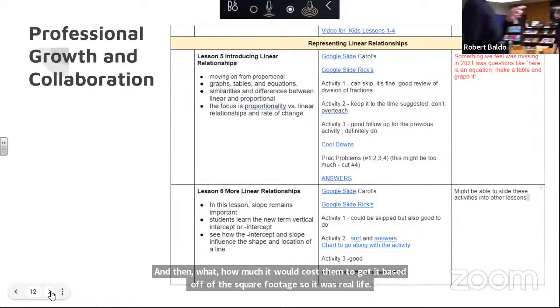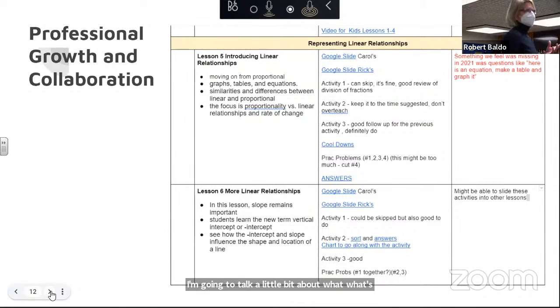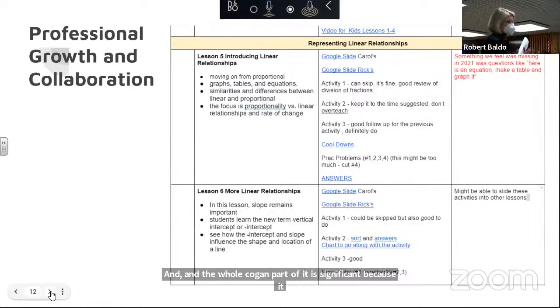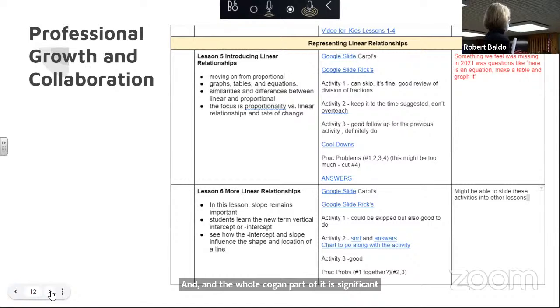I'm going to talk a little bit about what's involved in getting ready to teach a unit, to teach a lesson, because it has been huge. The effort that teachers have made is remarkable. And the whole COVID part of it is significant because it makes it hard to speak to a group of kids, and hard for the kids to collaborate. So this is a snapshot of a Google document from 8th grade. There are 3 math teachers working from this, and then our 2 special ed teachers working from it.